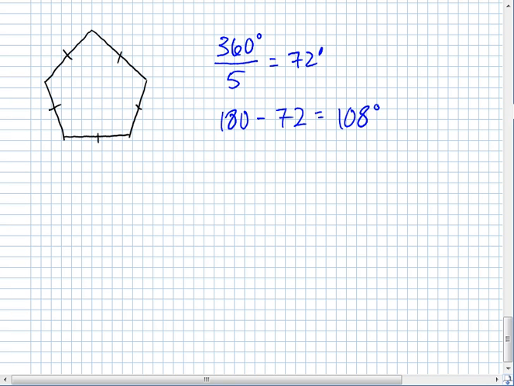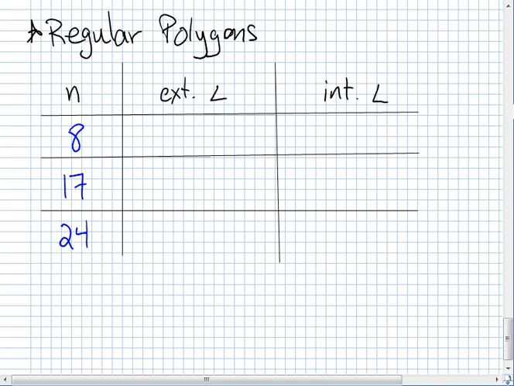Okay? So, for homework, what I want you to bring to school tomorrow, Wednesday, is I'd like you to solve these problems here. Assume these are all regular polygons with 8, 17, and 24 equal sides and equal angles. Bring this table in, filled in for what the exterior angles would be and what the interior angles would be. And that's it. We'll look at it more tomorrow in detail.